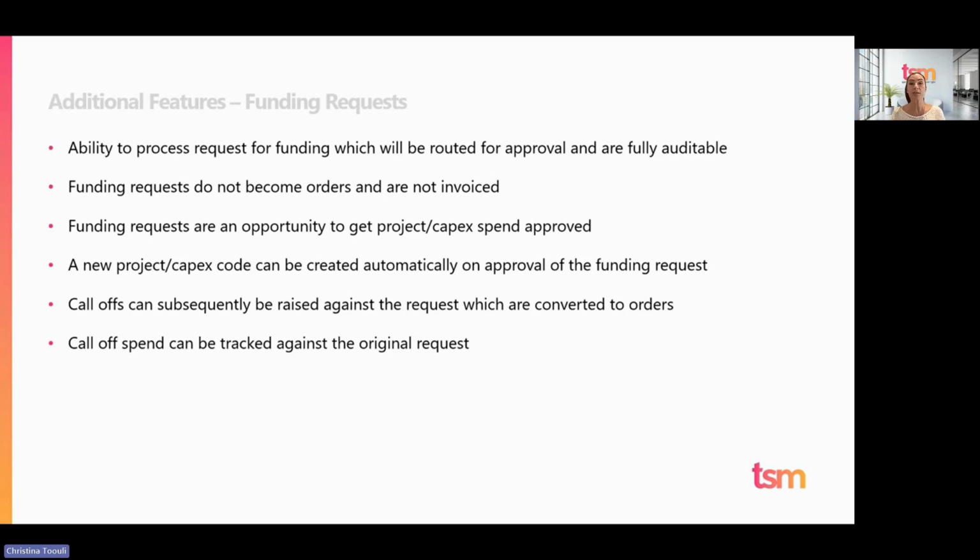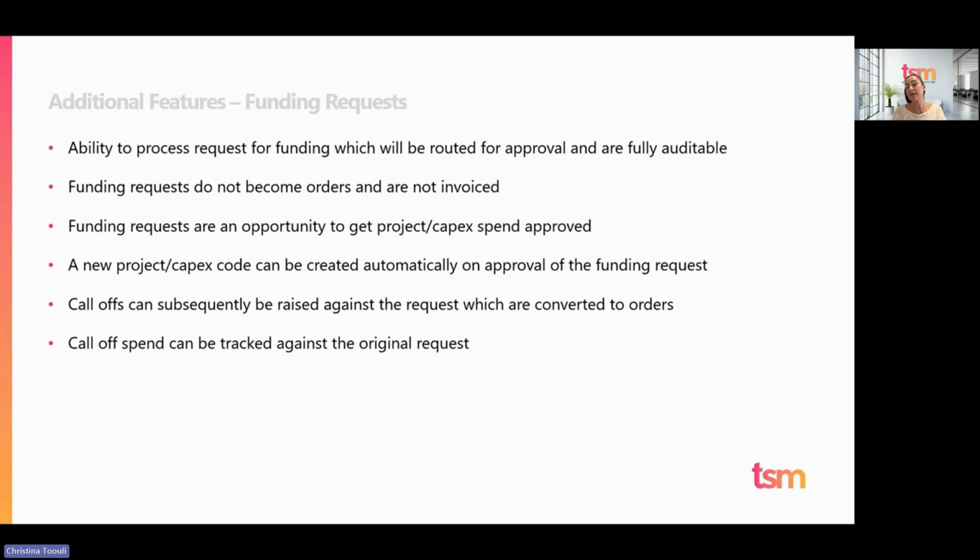Whichever finance system you're using, once that project spend has been approved, it can go off and create the project code for you, bring it back into Proactis, and make it available for you. So that project is an available accounting code inside Proactis. Then you can raise subsequent call-offs off of that originally approved funding request. Instead of raising a purchase order or a requisition, you raise a call-off, and it will basically call off from the originally approved project spend.